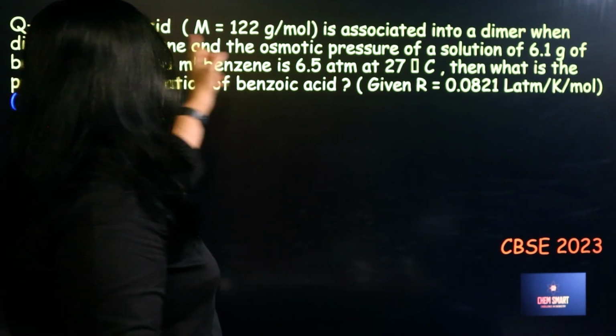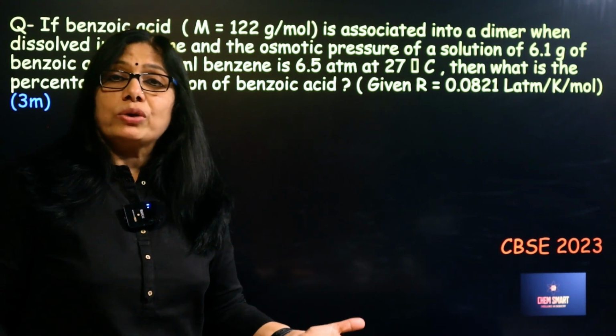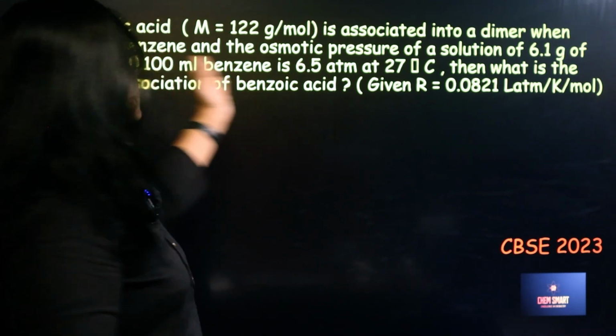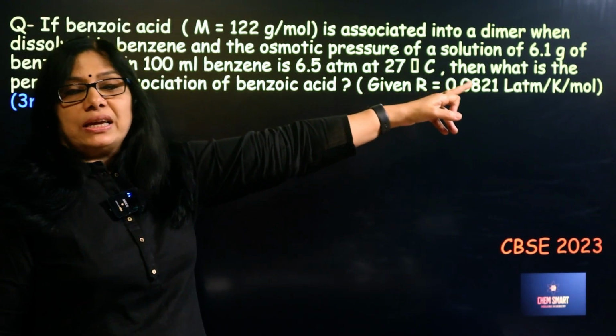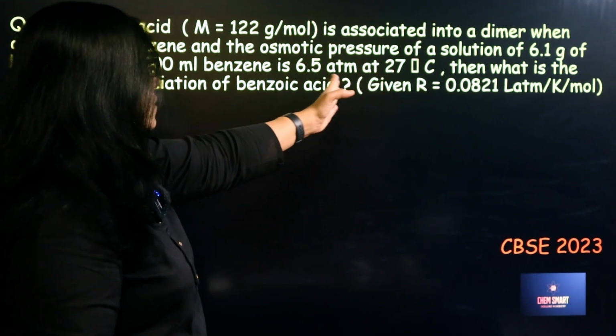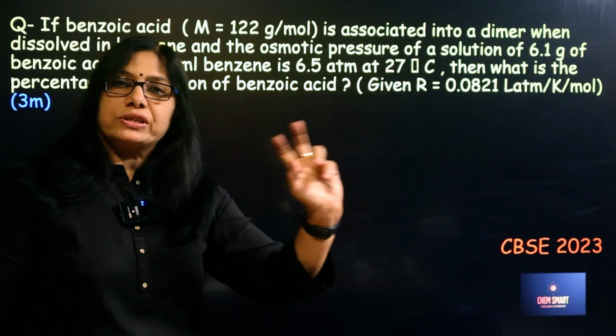It is clear that benzoic acid is dissolved in benzene. That means benzoic acid is the solute and benzene is the solvent. And 6.1 gram is the mass of solute benzoic acid. Osmotic pressure is 6.5 atm. Temperature is 27 degrees centigrade. We are going to use this data.